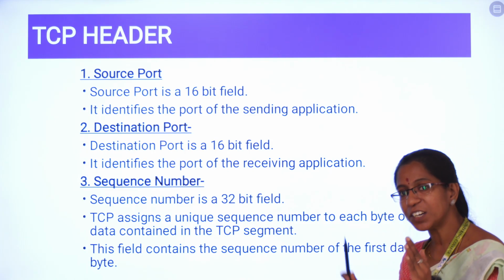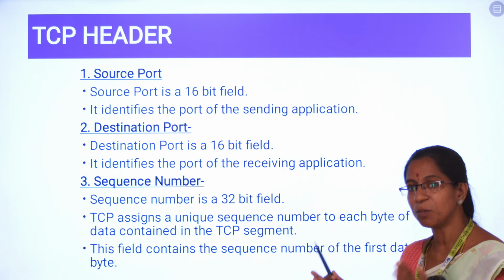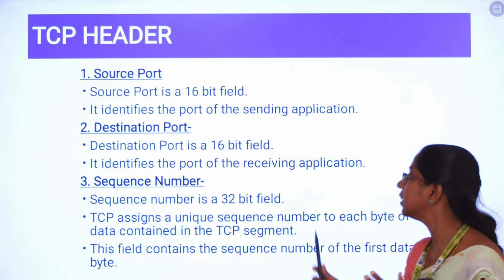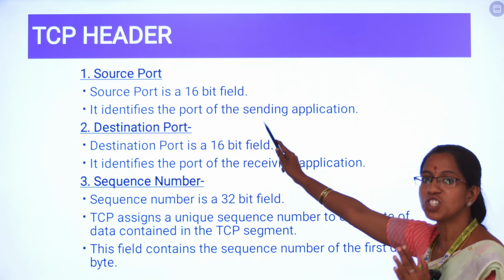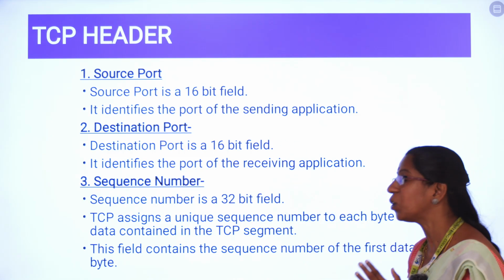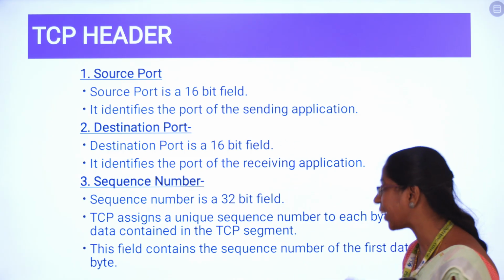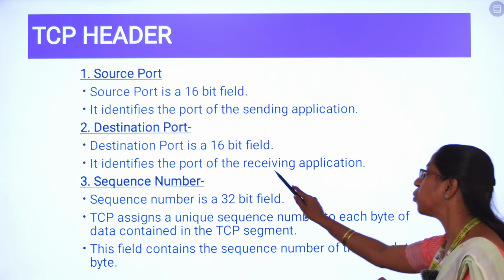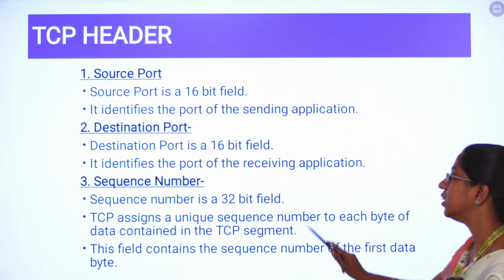It starts from sender to receiver, maybe client and server communication, meaning it starts from the client. So the sending application port should be identified using the source port. Second, the destination port, which is again a 16-bit field. It identifies the port of the receiving application.